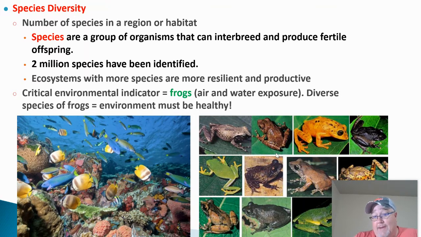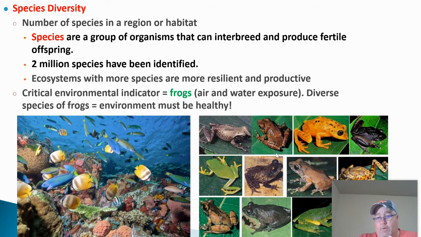Part of their life as a tadpole is they're completely dependent on water. When they become adults, they can live outside, but for a frog to live a healthy life, it must have healthy water and it must have healthy air.